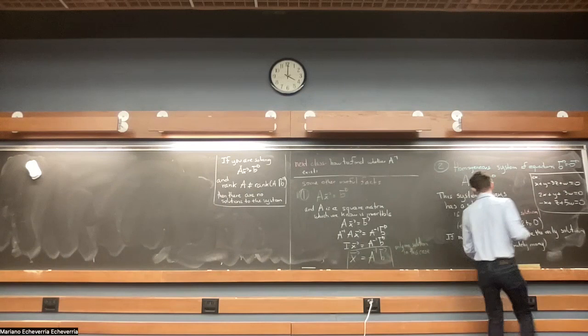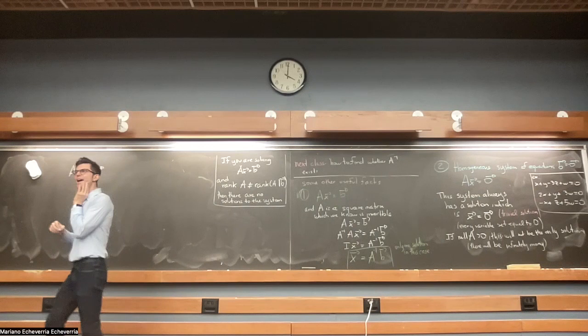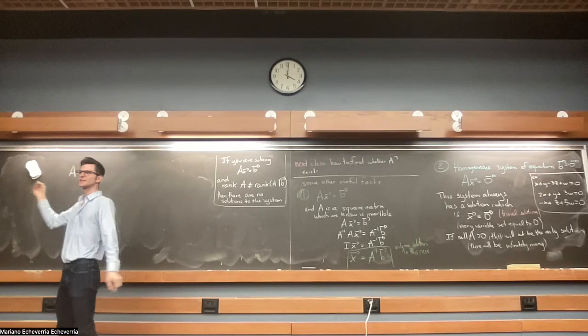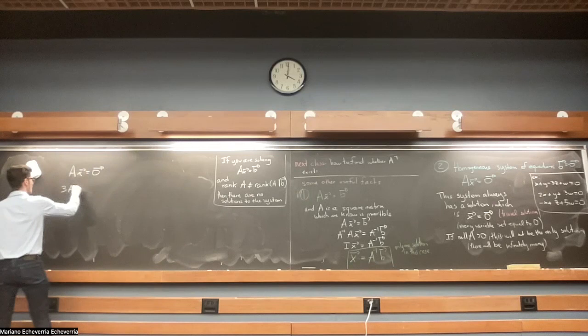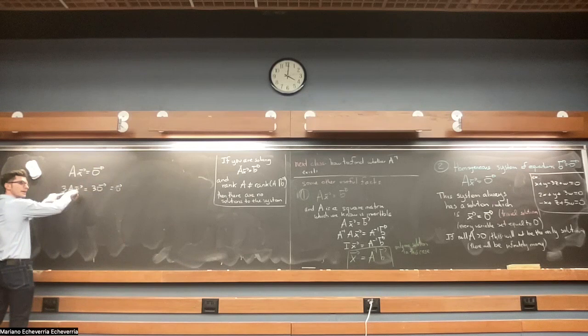Imagine that I'm solving this system, right? If I have a solution to this system, I can, for example, multiply both sides of the equation by the number 3, just to give you something very concrete. So 3Ax equals 3 times 0. But what's the number 3 times 0? It's just again the zero vector, right? And this 3, you can put next to x, so this becomes A(3x) equals 0, right?